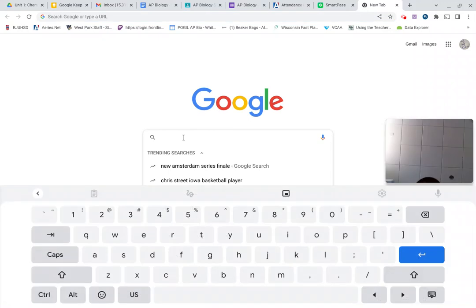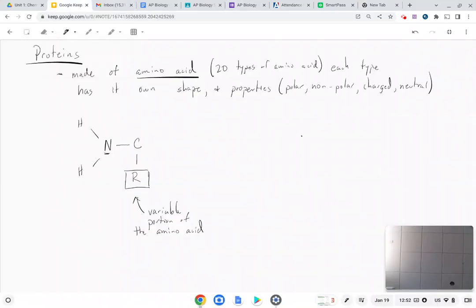See if I can bring... why is it not... amino acid? All right, it's not letting me type for some reason. Anyway, we'll look it up in a minute.